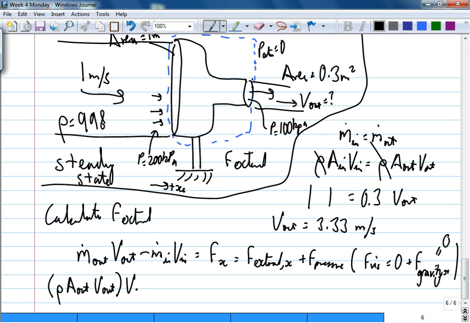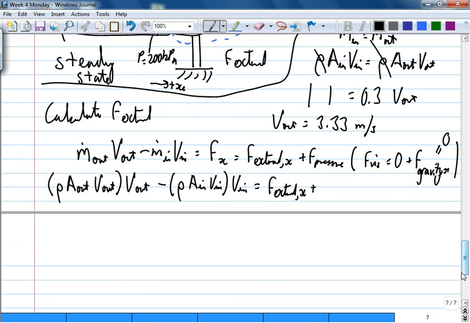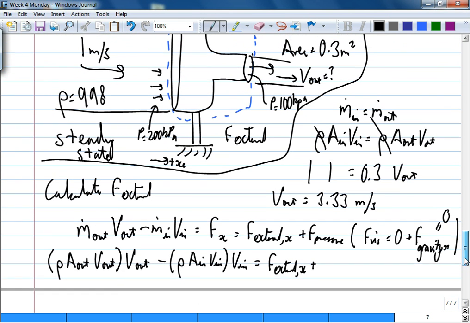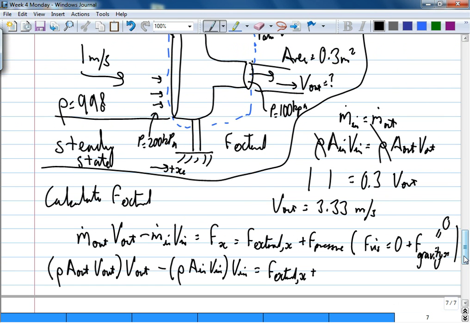Times V out minus rho A in, V in, multiplied by V in, is equal to F external in the x plus F pressure. Here F pressure is complicated. Let's do the easy one first.